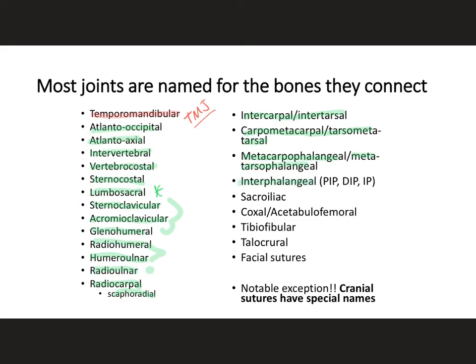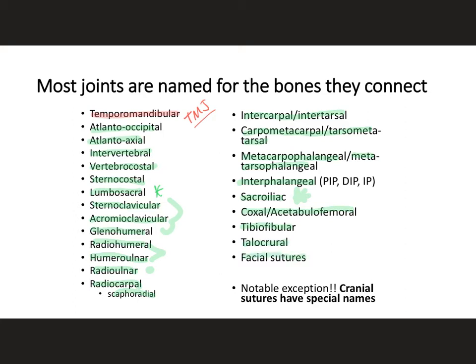You have them between the phalanges of your fingers. By the way, the singular of phalanges is phalanx. We'll see them between the sacrum and the ilium, that's your sacroiliac joint. You see the hip joint, also called coxal or acetabulofemoral. You see the tibiofibular. You see the talocrural. You'll see facial sutures that are named.